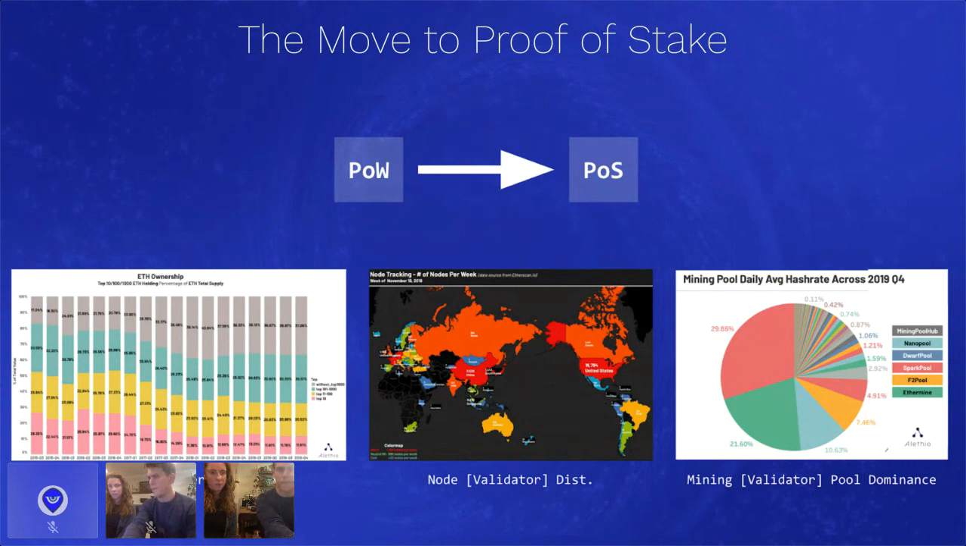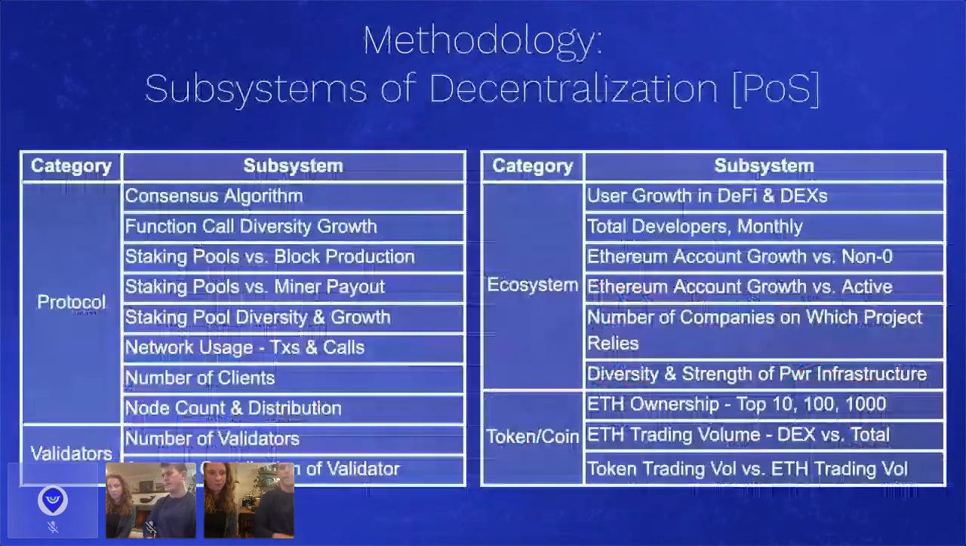So we'll look at that chart we started out with again. As we look toward POS gradually being adopted in phase 0 with the beacon chain, what should we be assessing to determine how the network is decentralizing? So we recreated our original chart with an eye toward proof of stake. We took into account the replacement of miners with validators. We kept a number of the subsystems focused on staking pools.